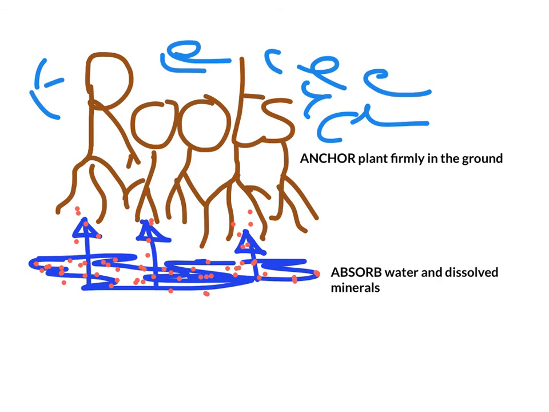Now, roots have a couple of main jobs that they need to do. First of all, they hold the plant firmly in the ground so that it doesn't fall over. And secondly, they absorb water and dissolved minerals. To do this, they have to have a very large surface area.